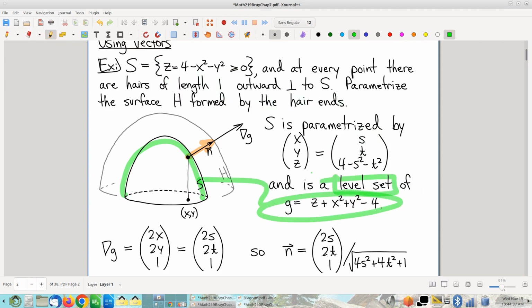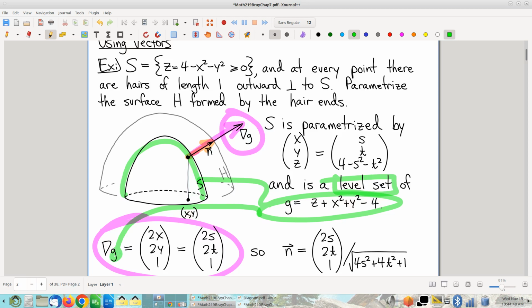And when you have something as a level set, you want to find a vector perpendicular to it. A vector perpendicular is just the gradient of the function whose level set you're looking at. What do you think? Everybody okay? Now, of course, this gradient is arbitrary. It's going to have random length, right? We don't want a vector of random length. What we want is a hair of length 1, right? So I'm going to normalize then.